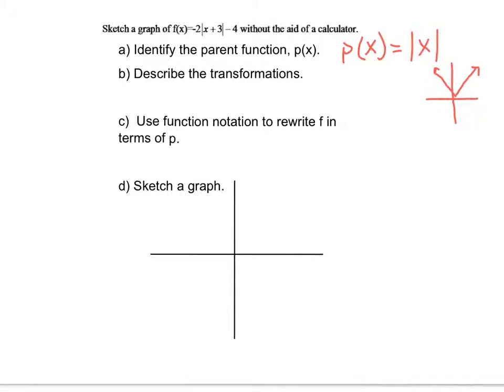Describing the transformations, when I've replaced the x with x plus 3, I'm thinking from inside out, thinking about order of operations. So as we do this, the order does matter. Okay, so I'm going to say x plus 3 is going to make this shift left 3. The next thing, it's been multiplied by a negative 2. That negative 2 has two impacts. Number one, it's a vertical stretch by a factor of 2.